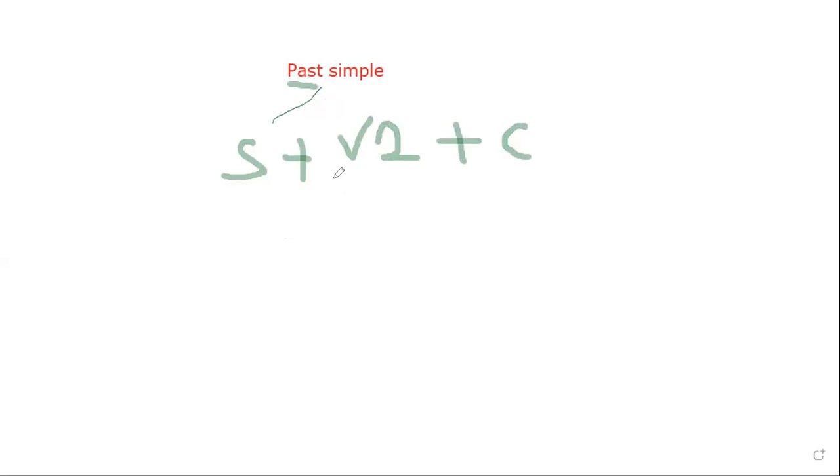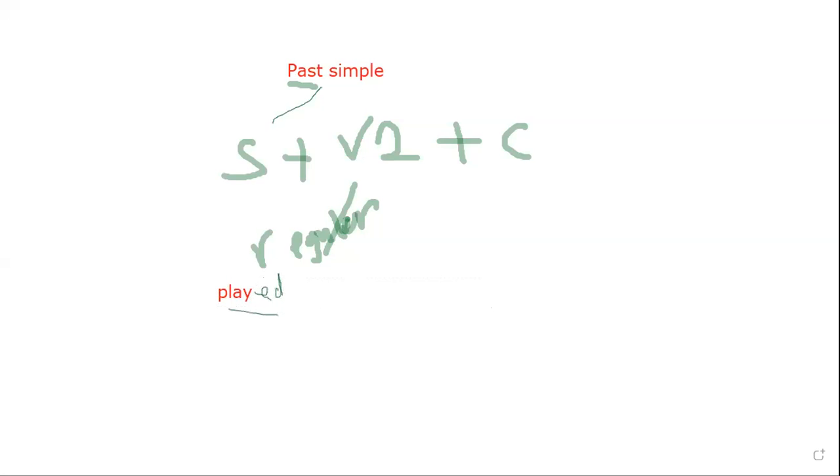Now, verbs can be regular, like for example, the verb to play. And how do we make it in the past? Any idea? Played. Played, right? We add ed. This is the way with the regular verbs.